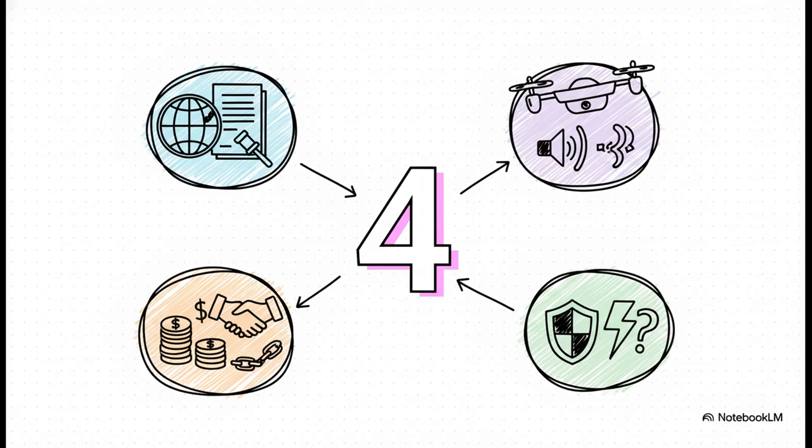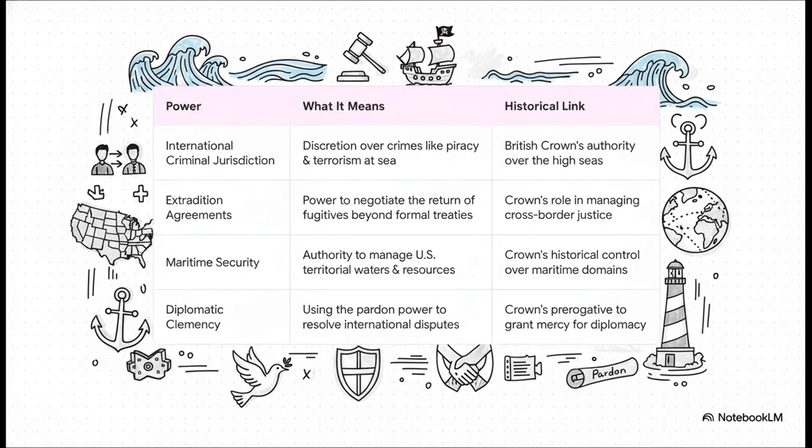So let's look at 4 of them. What's amazing is that each of these has a direct line back to the British Crown. Take international criminal jurisdiction. That's the power to deal with things like piracy on the high seas. Well, that's a direct echo of the Crown's old-school authority over the oceans. Same thing with extradition agreements, the power to bring back fugitives without a formal treaty, or managing maritime security in U.S. waters. Even using diplomatic clemency, like using a pardon to solve an international crisis. That traces right back to the king's power to grant mercy for the sake of diplomacy.